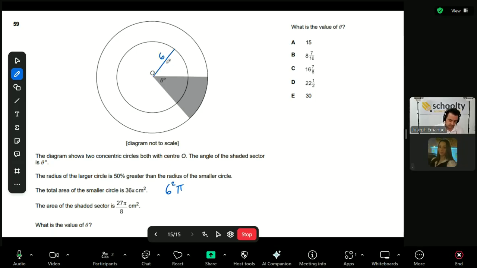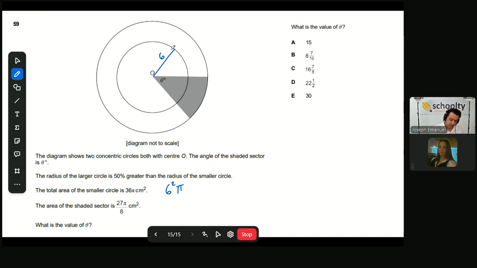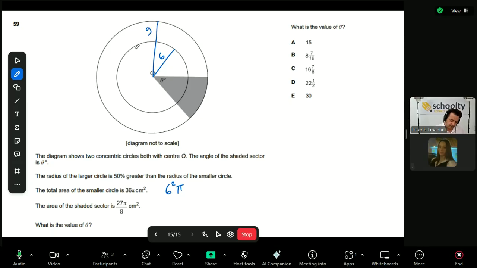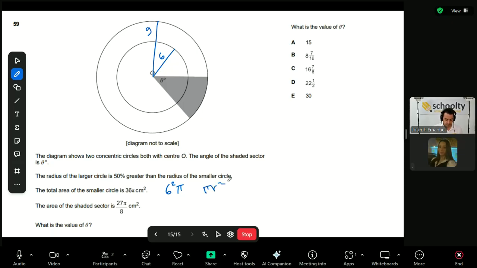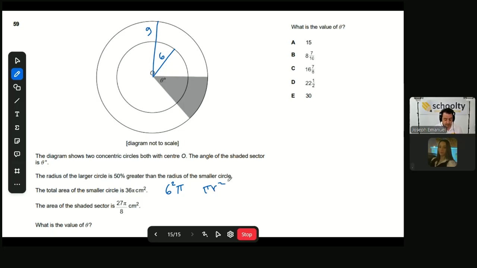So this is 6, yeah? Continue, please. The area of the shaded... Wait, if this is 6, so this is what? This is 9, yeah? 1.5 times. The area of the shaded sector is 27 pi divided by 8 centimeters squared. So, we need the angle.